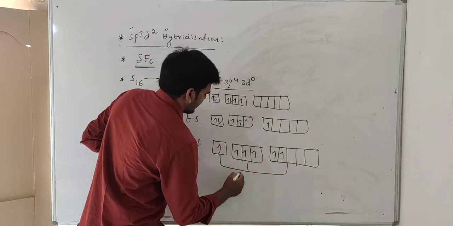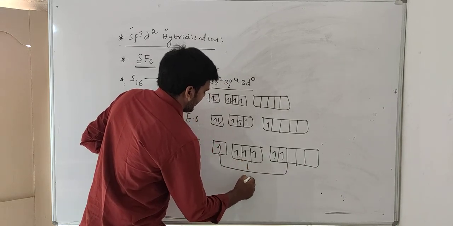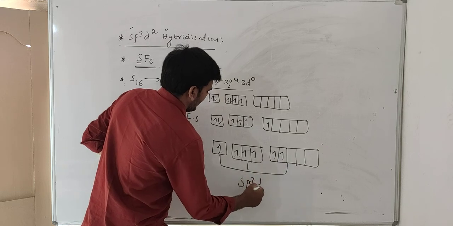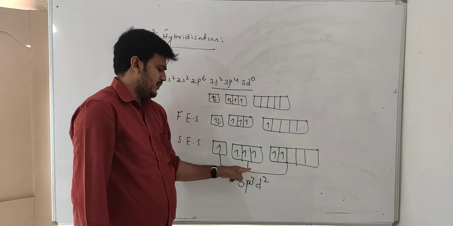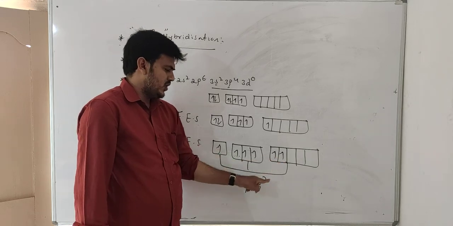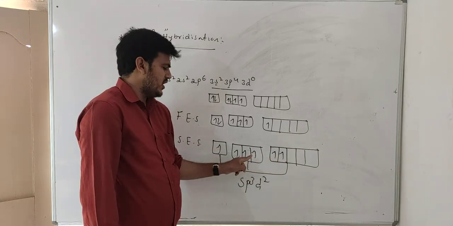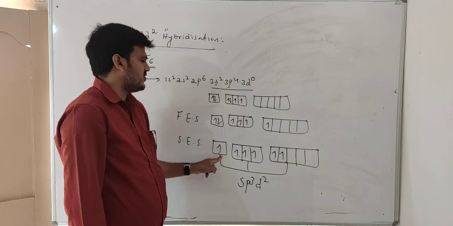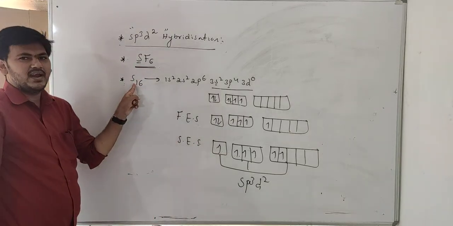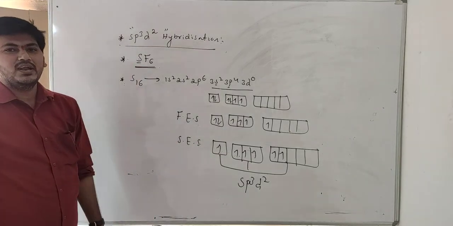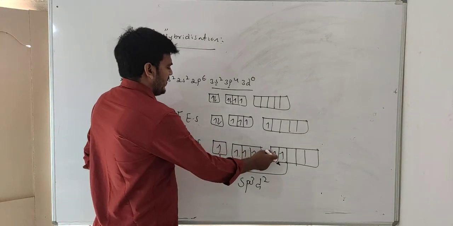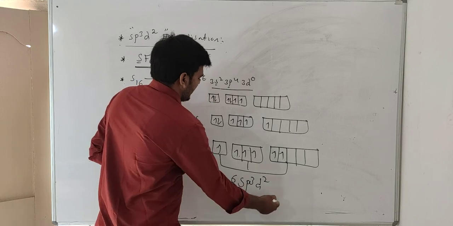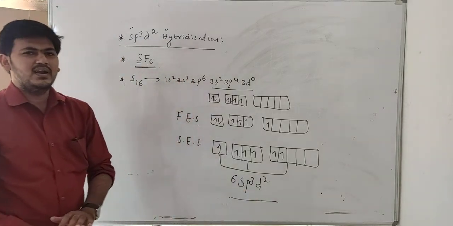So the intermixing of 1 s orbital, 3 p orbitals, and 2 d orbitals of the outermost shell of an atom is called SP3D2 hybridization. So 1, 2, 3, 4, 5, 6: 6 moles of SP3D2 hybrid orbitals.